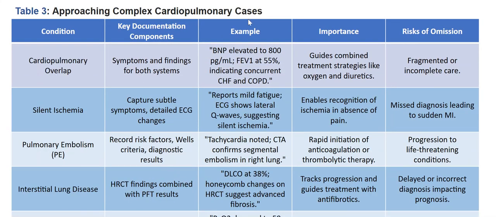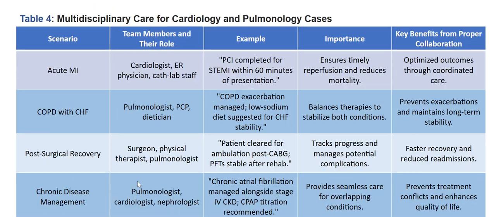Table on approaching complex cardiopulmonary cases, condition, key documentation components, example, importance, risks of omission. Conditions: we have cardiopulmonary overlap, silent ischemia, pulmonary embolism, PE, interstitial lung disease, acute respiratory failure.